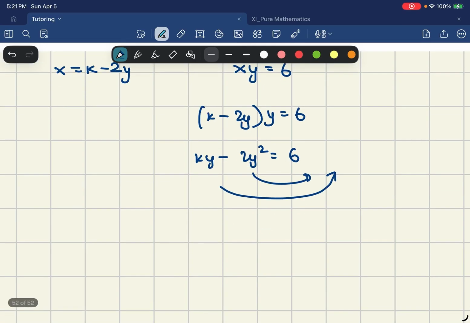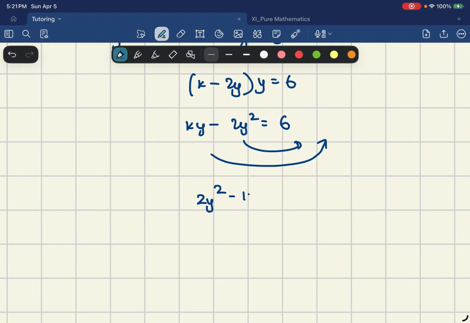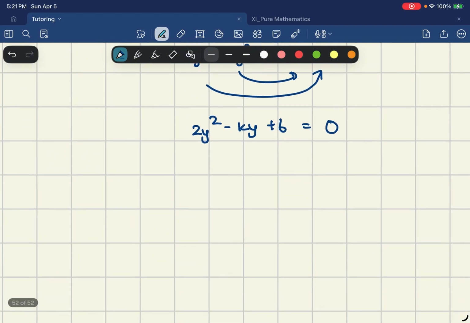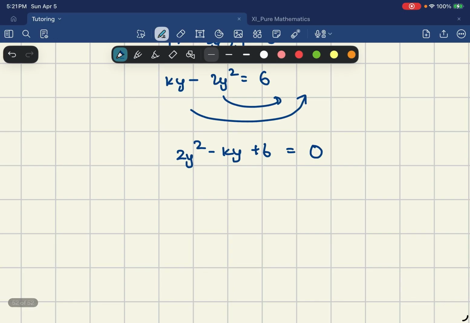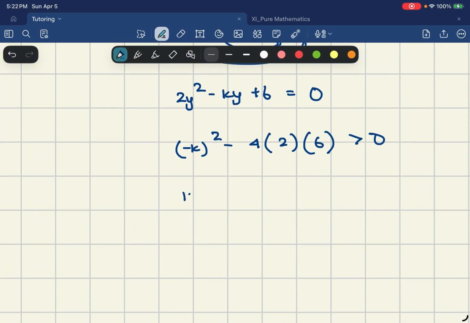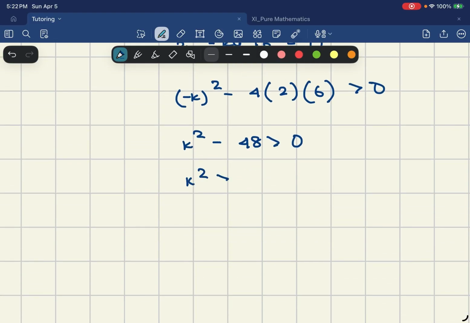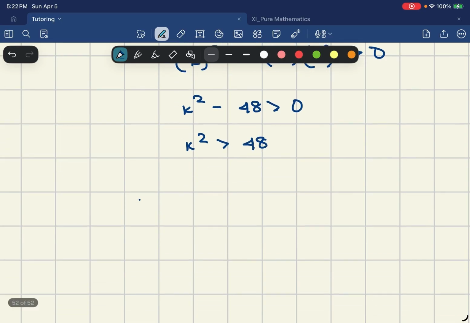If I take all my terms to my right-hand side, I get 2y squared minus ky plus 6 is equal to 0. And now we want intersection at two distinct points. So the discriminant, which is b squared minus 4ac, where a is 2 and c is 6, must be positive, right? So k squared minus 4, 2s are 8, 6 8s are 48, I believe. All right. So k squared is bigger than 48. So k can be bigger than square root of 48, or k can be less than negative square root of 48. So this is the same idea that we have used before.